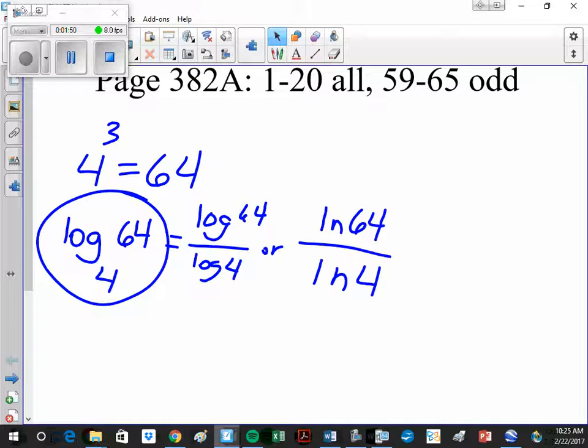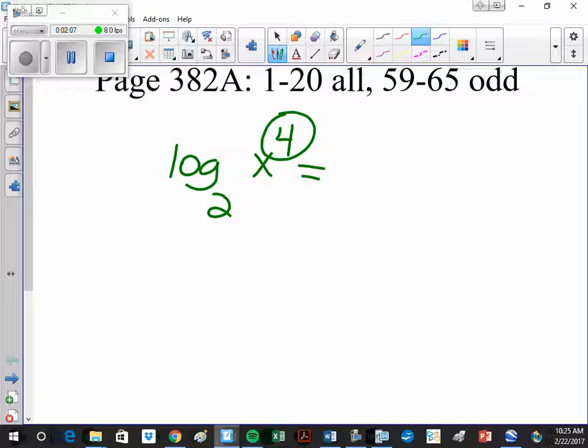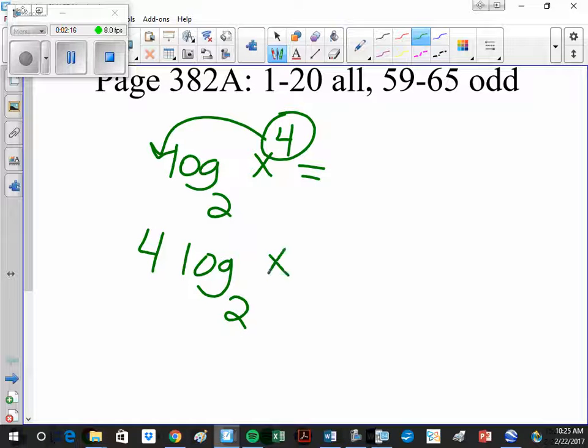Let's review another rule, the power rule. If I have log base 2 of x to the 4th, what can I do to change that? What can I do with the 4? I can drop that 4 into a multiplication for log base 2 of x. And you can likewise put it up here if you want. That is called the power rule. The power rule is the reason we invented logarithms. And we'll get into that in a later assignment.